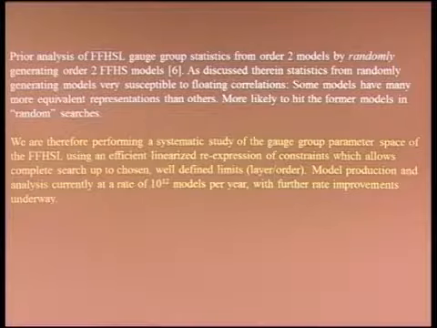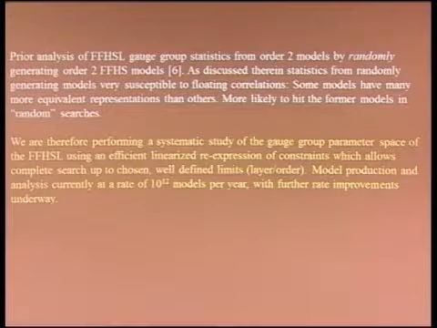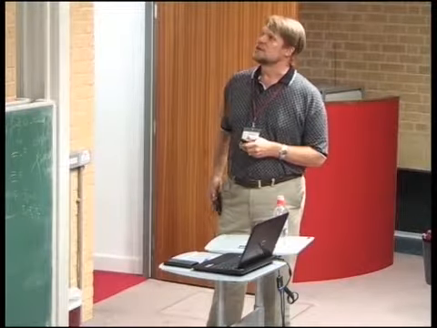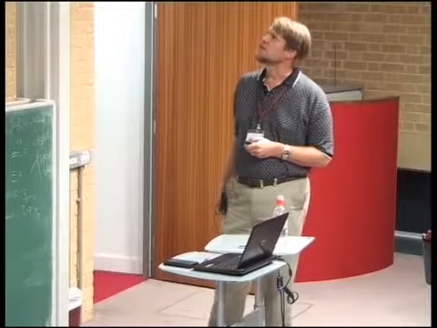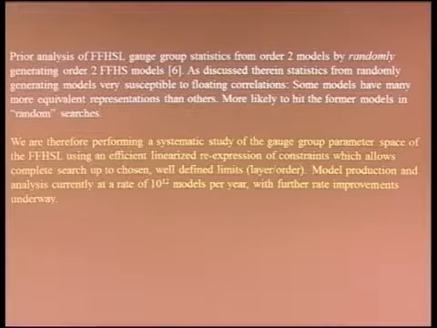Prior analysis of free fermionic heterotic string landscape gauge group statistics have focused on order 2, that is just periodic and aperiodic boundary conditions, and by randomly generating these models. And here I'm talking specifically about the research that Dienes et al. did. There have been some other studies, including by people here, but those have focused on particular gauge group models. I'm talking about models studying probabilities of gauge groups in particular.